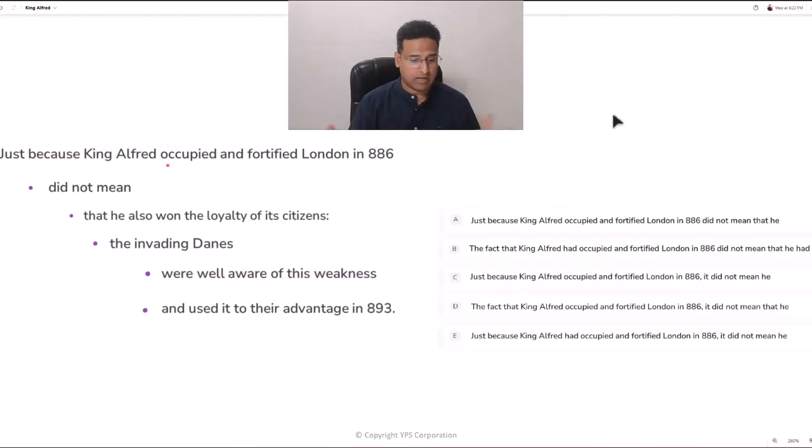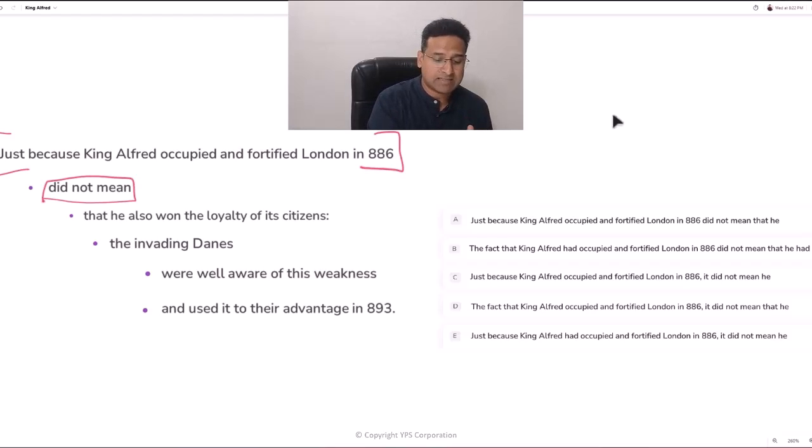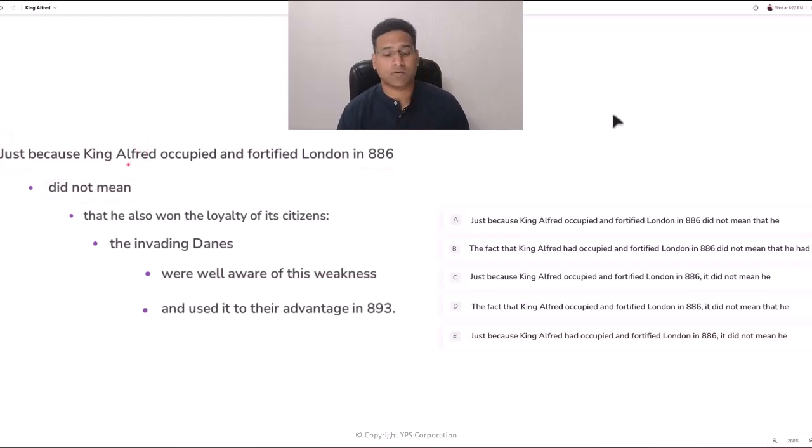Anything else here? Well, at least not from the perspective of errors. Do we have any other clauses? Well, we have one more clause here: the invading Danes were well aware of this weakness and used it. So we have two verbs here, were and used, for the subject Danes in a separate clause. But the main issue in this original sentence is that this DC cannot behave as the subject of the verb did not mean. And that is why answer choice A cannot be the answer. It can never, ever, ever be the answer.